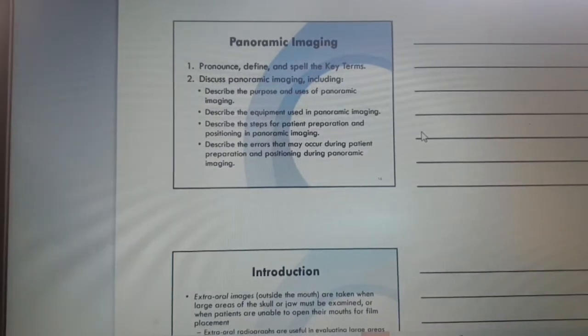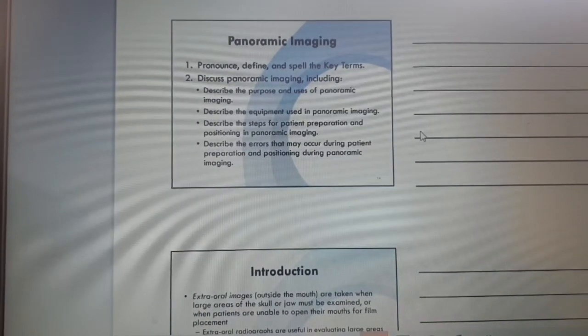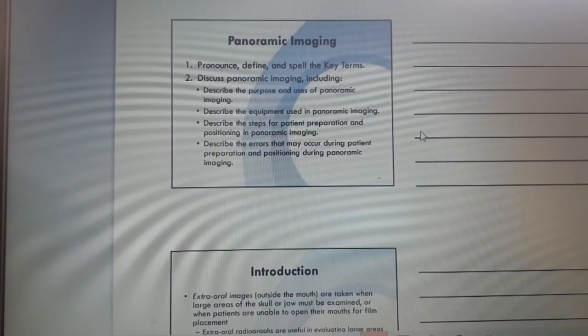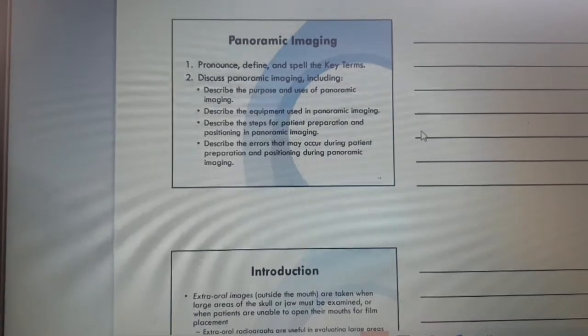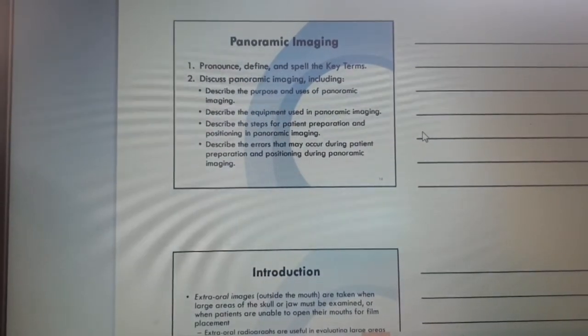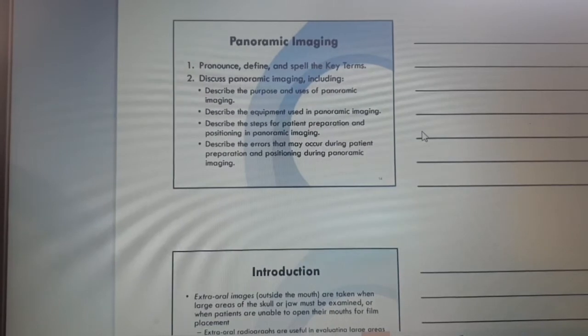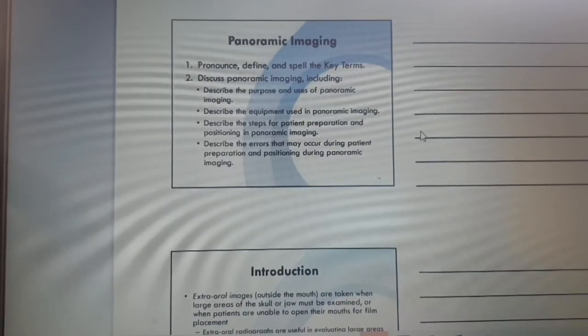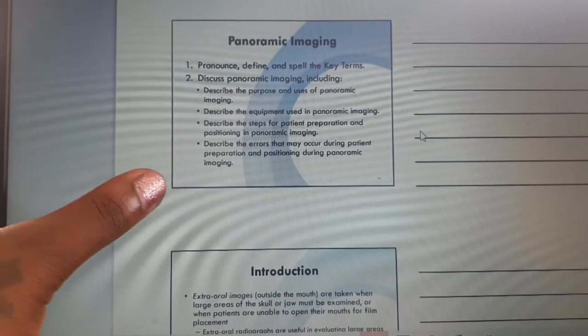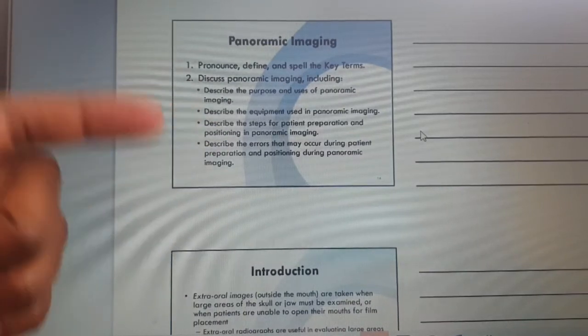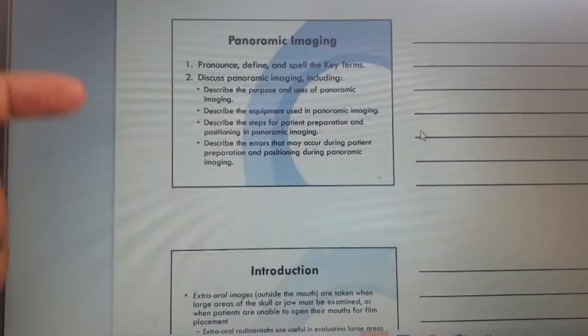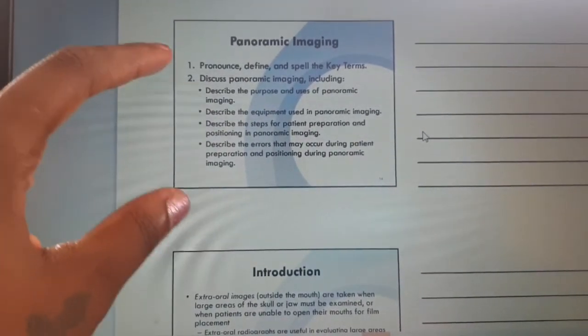We expect you guys to know the purpose and the use of panoramic imaging, the equipment that is used in such imaging, the steps in preparing such a patient and positioning such a patient, because a lot of practices expect you guys to do this, and then describe the areas that you may encounter during patient preparation and positioning. This is very, very, very important.